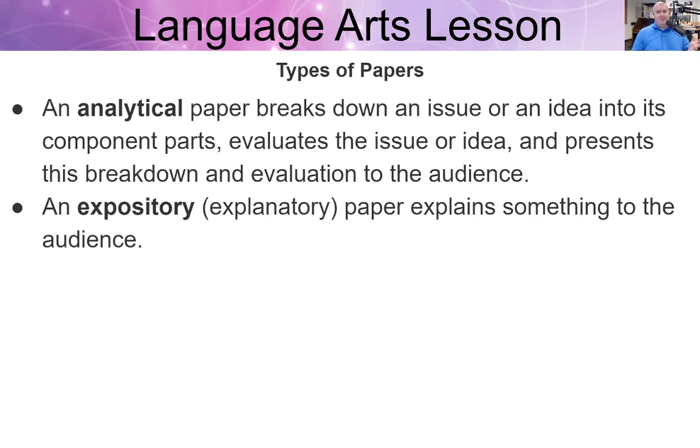This is what we need to do. This is how I want to evaluate Calvin and Hobbes. An explanatory paper would explain Calvin and Hobbes, and you would then choose what you wanted to explain about Calvin and Hobbes to the audience. The analytical paper using Calvin and Hobbes, you would analyze what Calvin means. What does he represent?